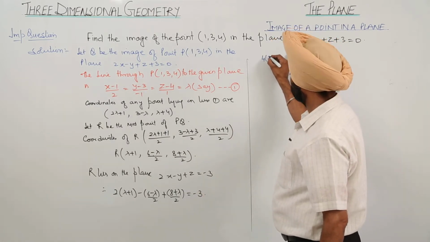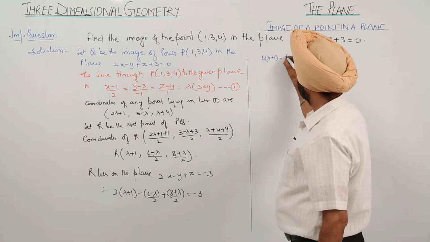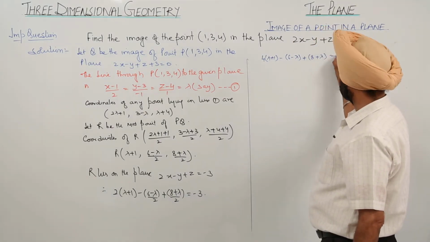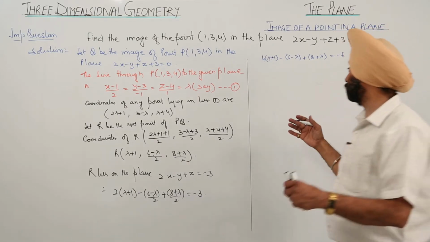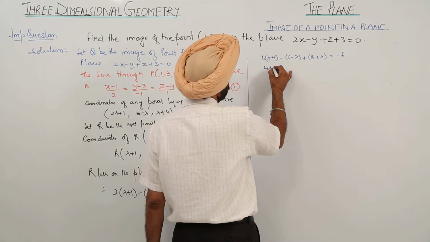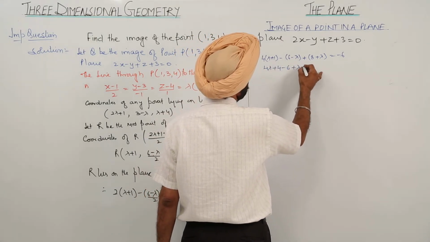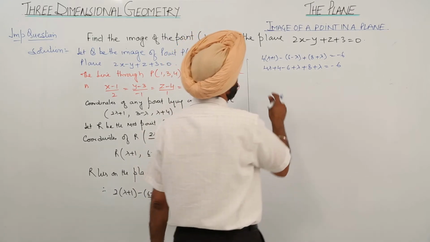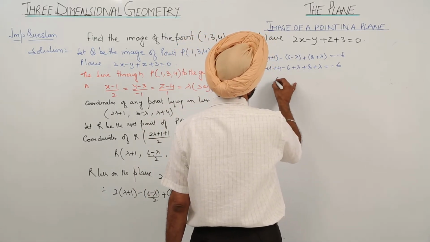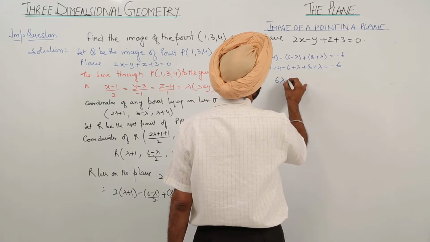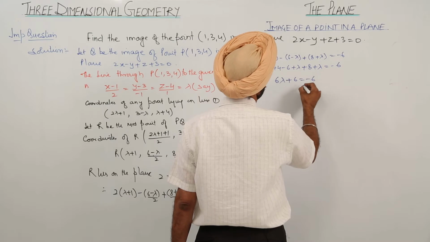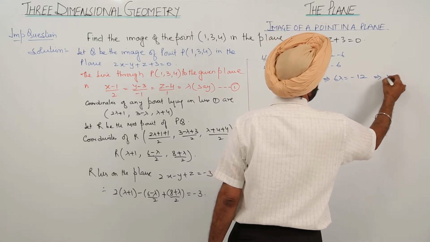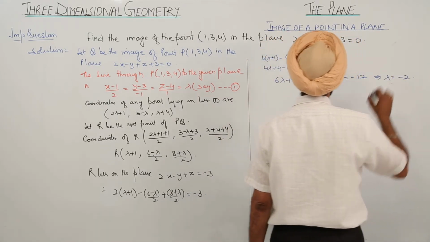Now, 4 times (lambda plus 1) minus (6 minus lambda) plus (8 plus lambda) is equal to negative of 6. Now we can open the brackets. Now we have 4 lambda plus 4 minus 6 plus lambda plus 8 plus lambda is equal to negative of 6. Now 4 lambda plus lambda plus lambda, so we have 6 lambda, then plus 6 is equal to negative of 6, and this implies 6 lambda is equal to negative of 12 and lambda is equal to negative of 2.